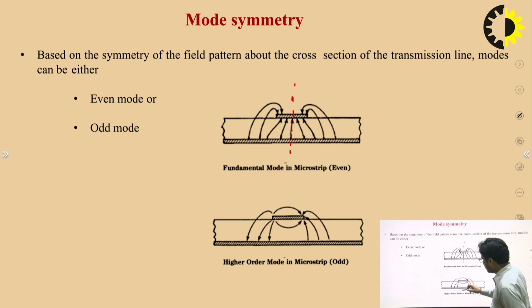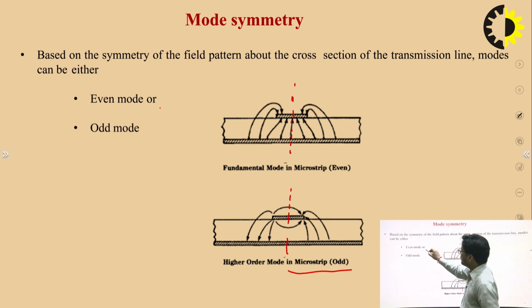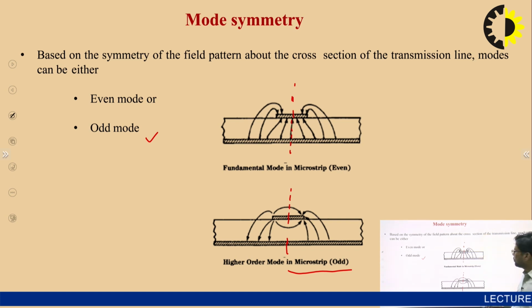So here, if you look, this is a kind of odd symmetry. This is not a mirror image of these two field distributions, that's why it is a kind of 180-degree phase shift. That's why we call this a kind of odd mode of a microstrip line, right? So I hope this term is clear to all of you. What is the even mode, what is the odd mode? Even mode has symmetry about this axis, and odd mode has asymmetry about this axis. So this is a kind of even mode and odd mode of the microstrip line.